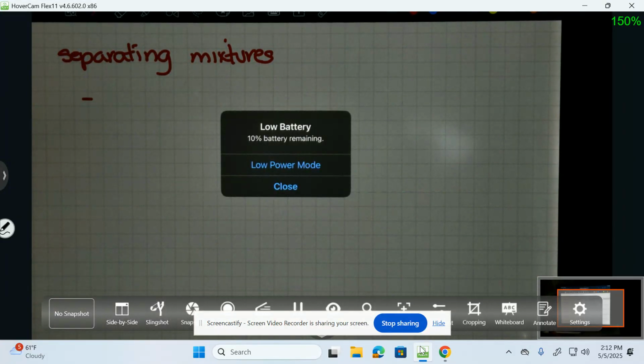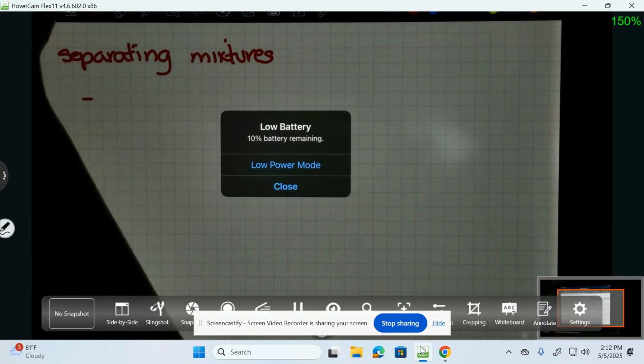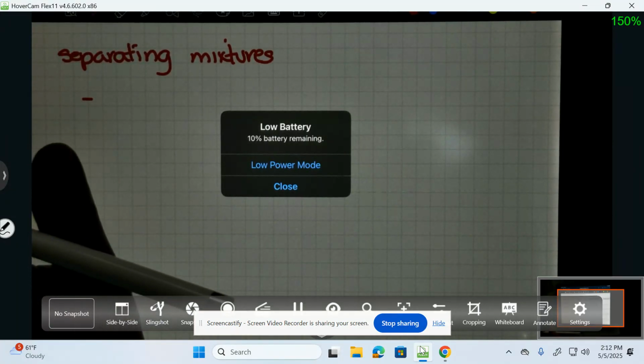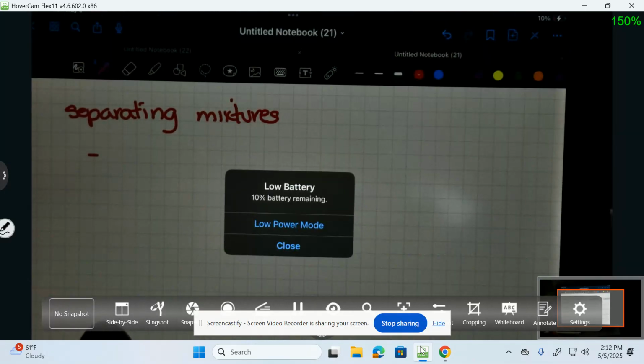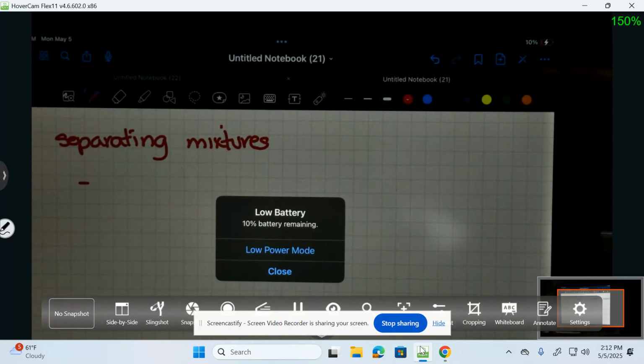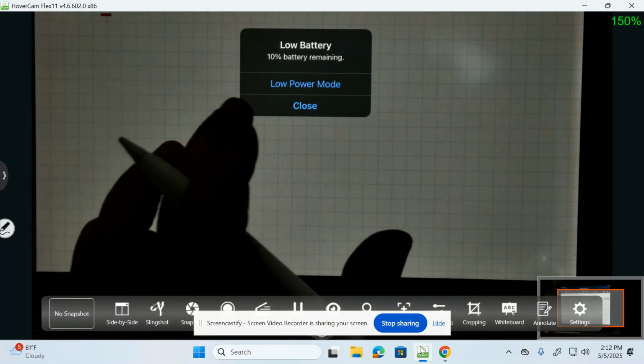Oh no! It wasn't charging before, so I don't know if it's on. So, see the little lightning bolt. Let's see what happens. If not, I'm going to have to write on the paper.